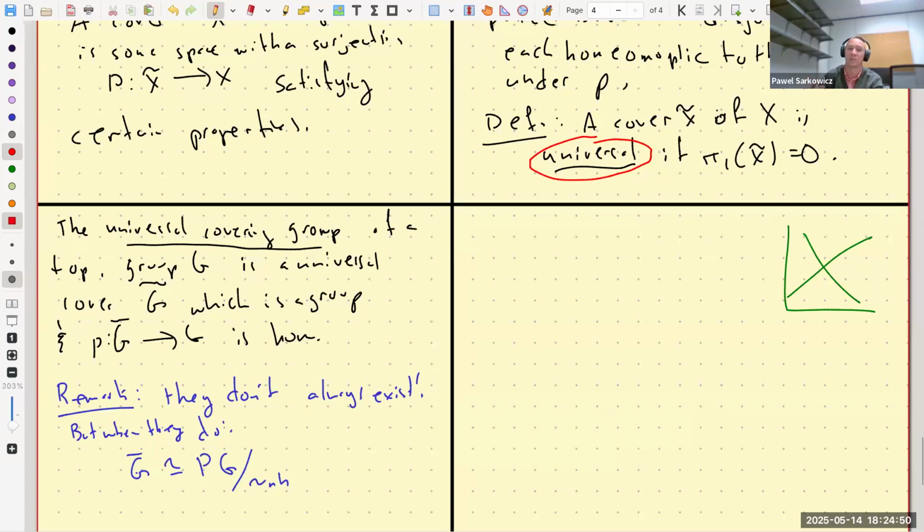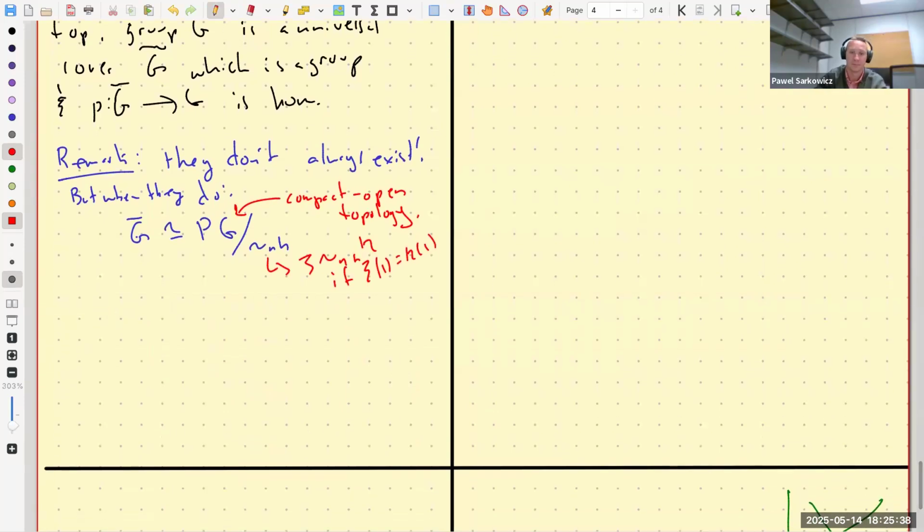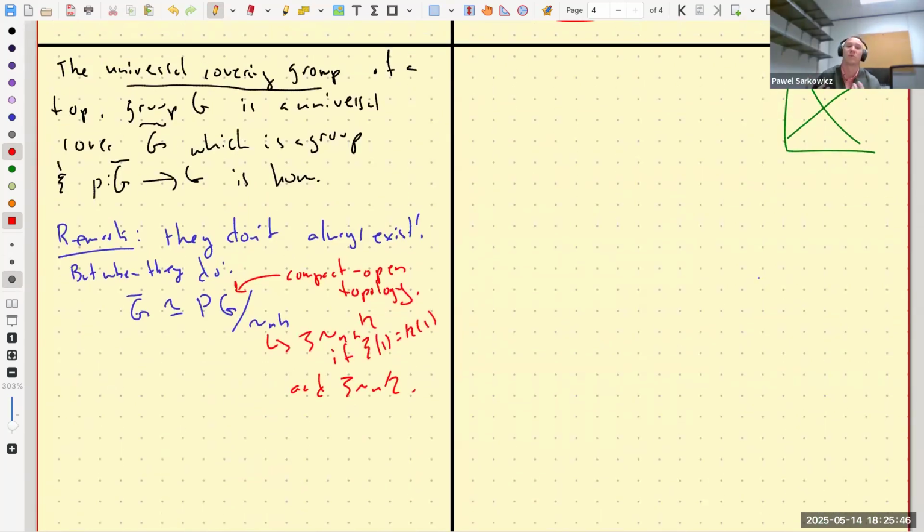So remember, PG was this space of paths, the continuous functions to our group, which start at the identity. And this has the compact open topology, if you want it to be a homomorphism. So it's not the uniform topology on C([0,1], G), it's the compact open topology. And this equivalence relation just means two paths are homotopic with the same endpoints. So they don't always exist, but when they do, we can write them down.